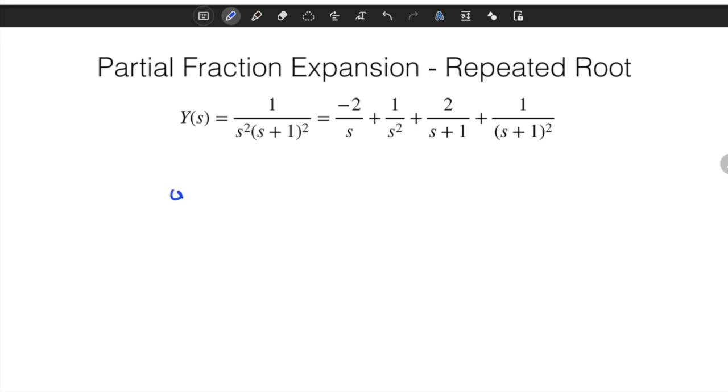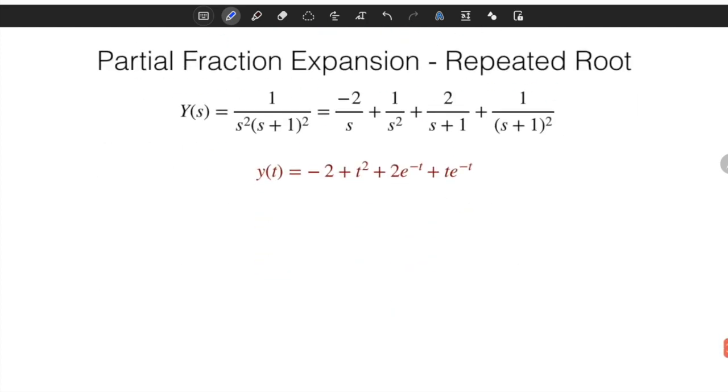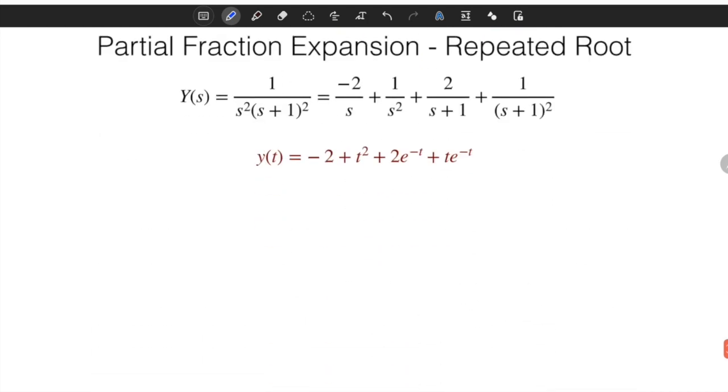problems that can technically come in front of you in this course environment. So if I compute y of t, let's compute that. This is the step function minus 2, this is the ramp function t, this is the exponential 2 times e to the power minus t plus, since the root is repeated, I need to multiply by t e to the power minus t. It should be correct. It is correct, as you can see.